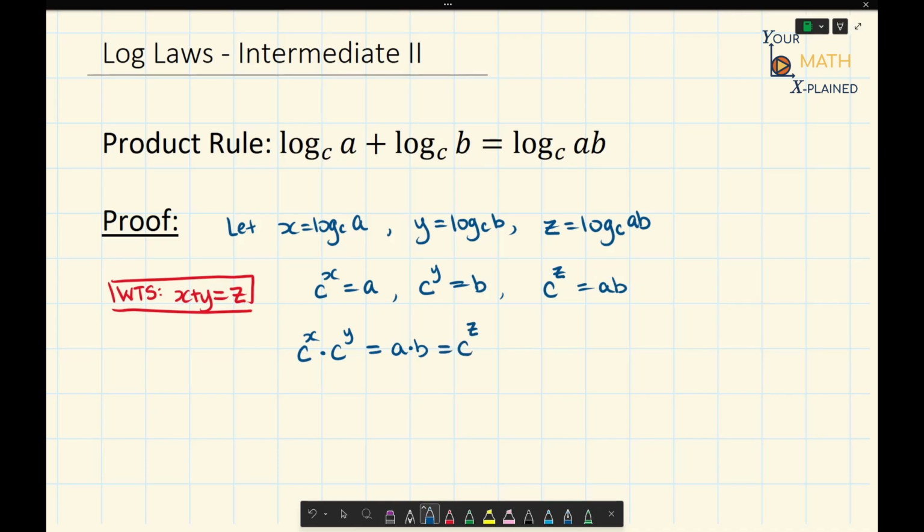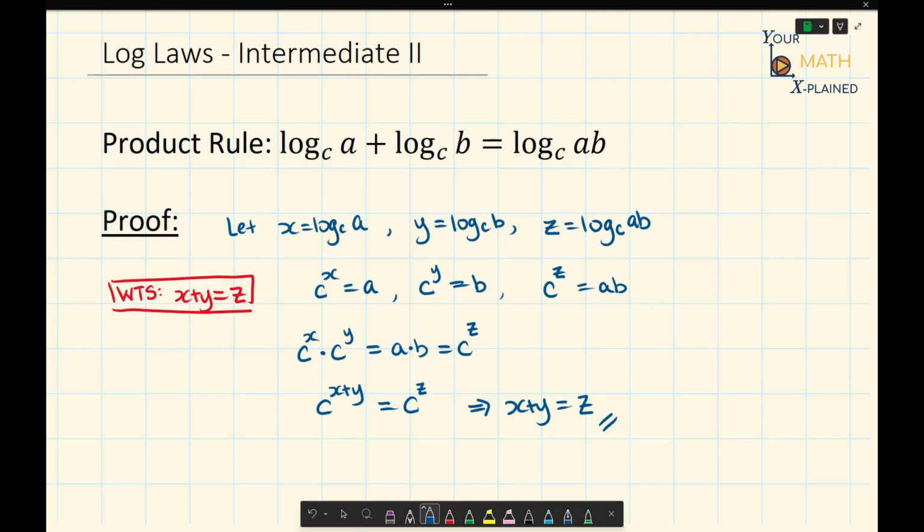And now we can use our exponent laws to combine c to the power of x times c to the power of y. We know that is going to be c to the power of x plus y. And that is equal to c to the power of z. So now our left-hand side and our right-hand side, they're both exponential expressions with the base c. So since they're equal to each other, that tells us we just have to compare the exponents. So we end up with x plus y is equal to z. And now we can stop because this is exactly what we wanted to show.